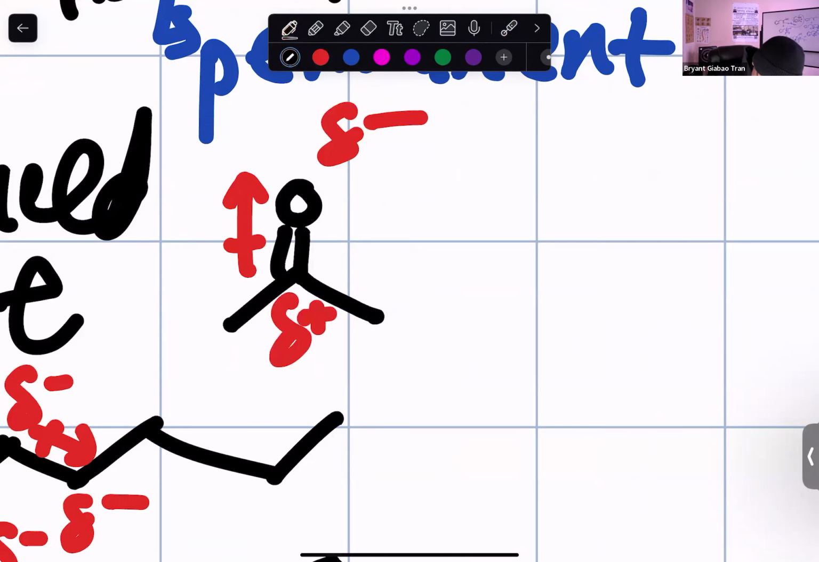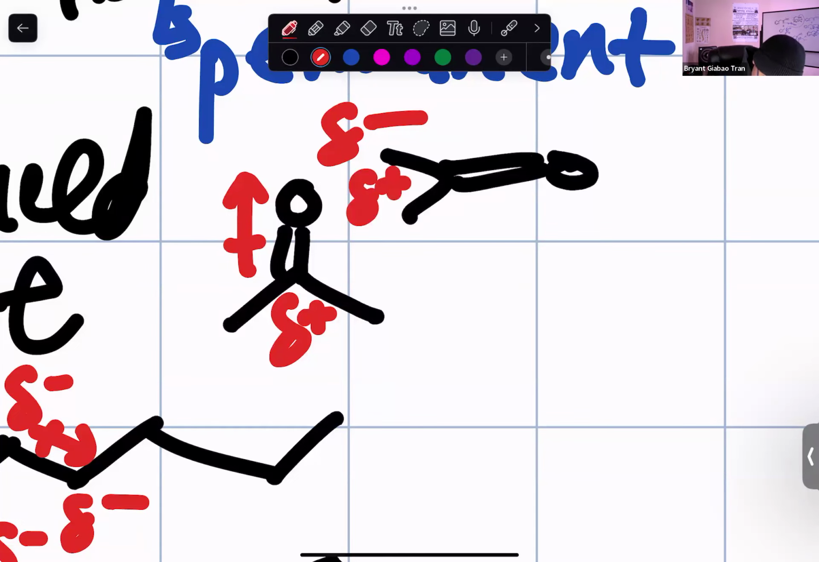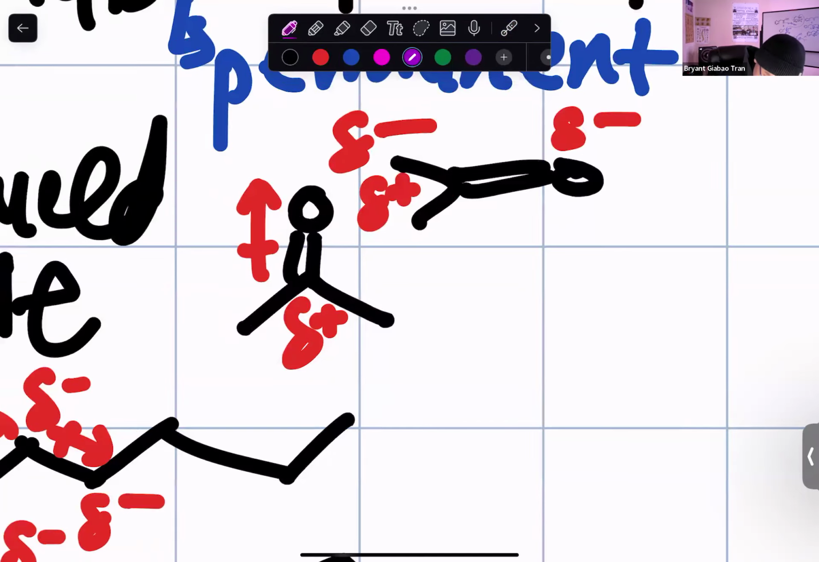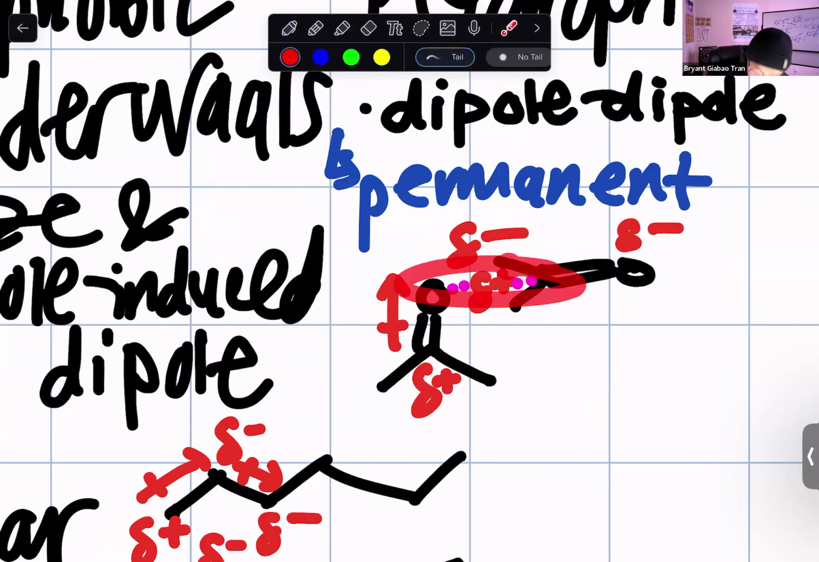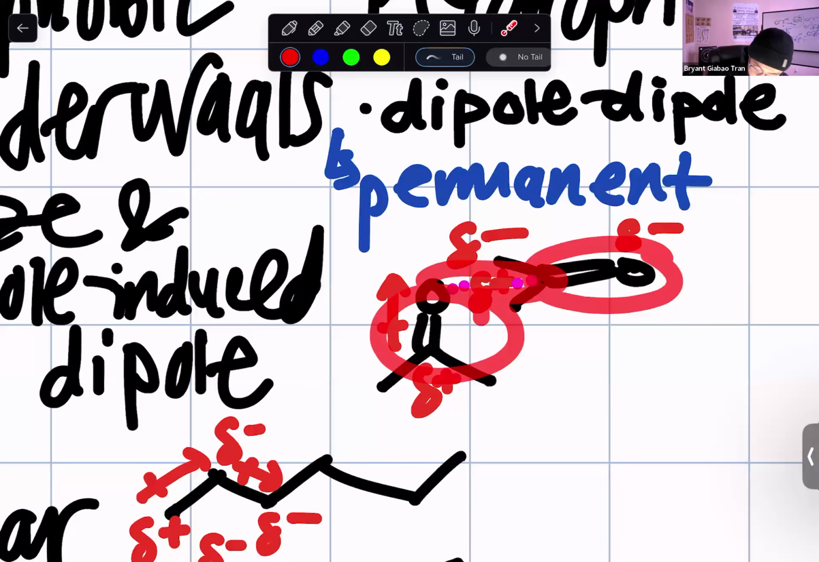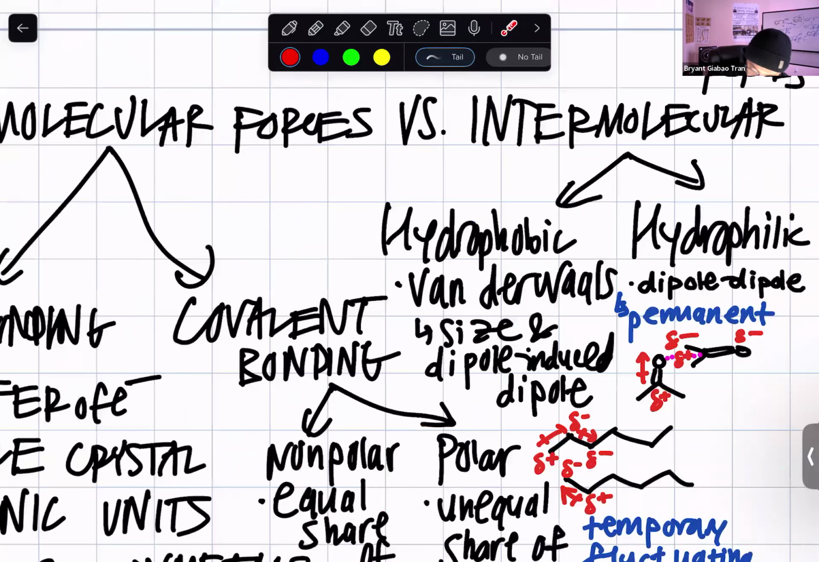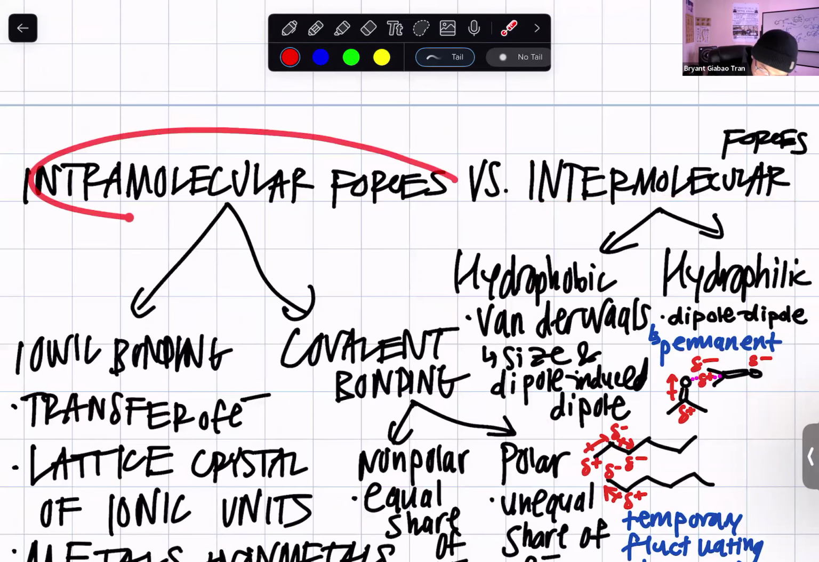If I have another acetone floating around somewhere like this, the partial positive carbon here is going to be attracted to this partial negative oxygen, right? So the dipole-dipole intermolecular force I am talking about here is going to be between this partial negative oxygen and partial positive carbon like that, right? This is the intermolecular dipole-dipole force I am talking about, right? Not this polar covalent bond right here, because this is happening between molecules, which is a weak force, right? Because intermolecular forces are going to be way weaker than intramolecular forces.